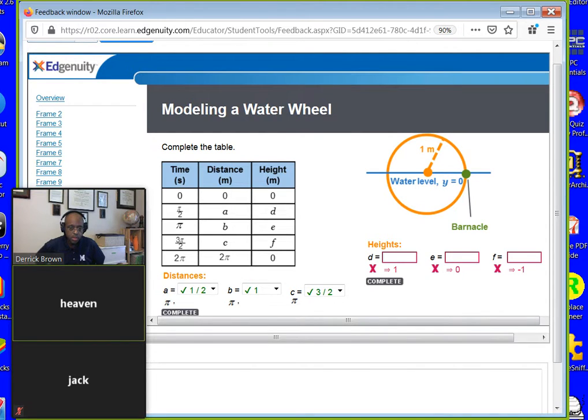Yes. All right, and that's point D. Point D is a height of -1. Now at pi radians, what do you see? What should E be? 0. Yeah, E is a height of 0. And then at 3 pi over 2 radians, what should point F be? 1. Right, right. Oh, okay. Now that's what's going on there.